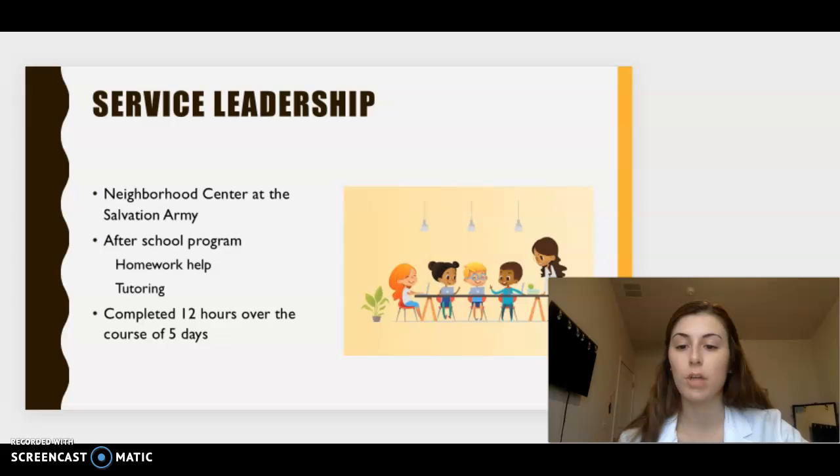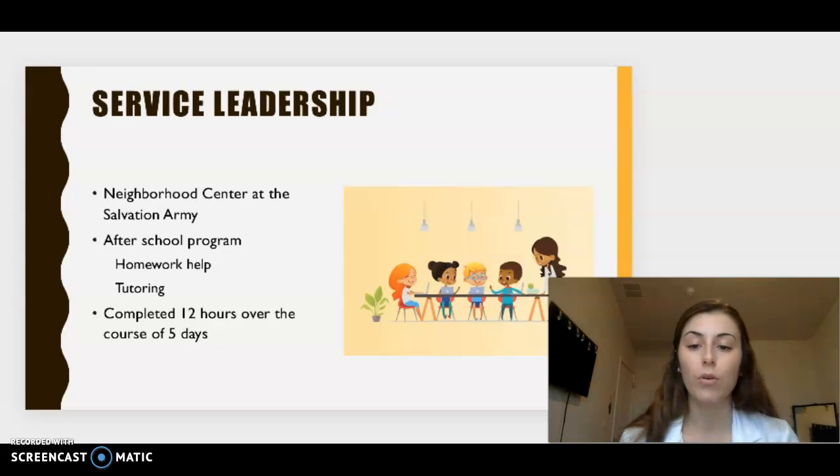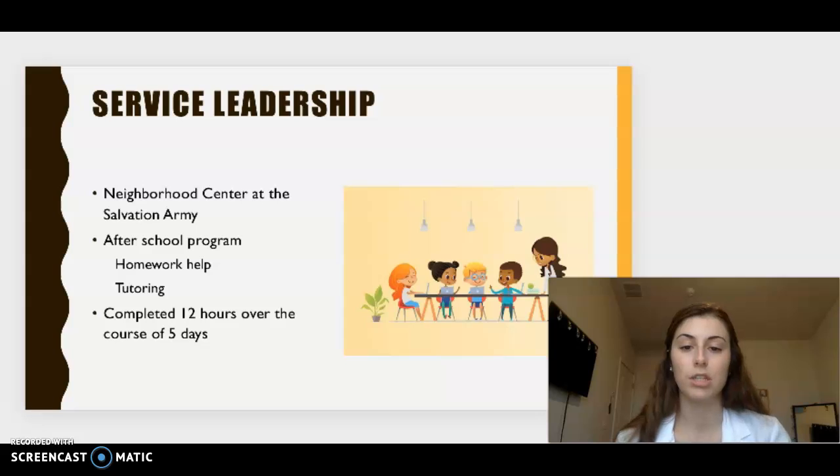So service leadership was one of my favorite categories. I went to the neighborhood center, which is in the Salvation Army, and it is an after-school program. It was really fun and rewarding because a lot of the kids were younger and they don't have young adult leaders there. All of the quote unquote teachers or caregivers there are middle-aged or older. So I think they were really happy to see younger people who wanted to interact with them. That was really nice and really fun. Honestly, I want to go back and do more hours when I have the time, not just for class, but just to help them out.